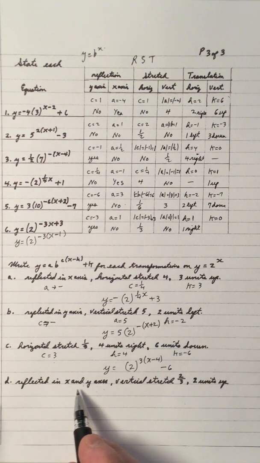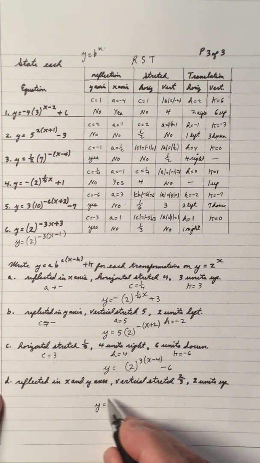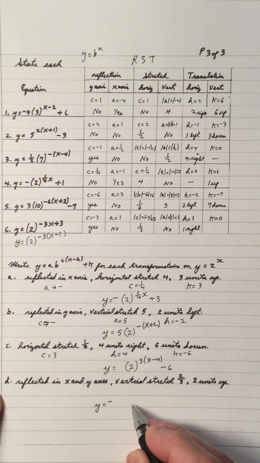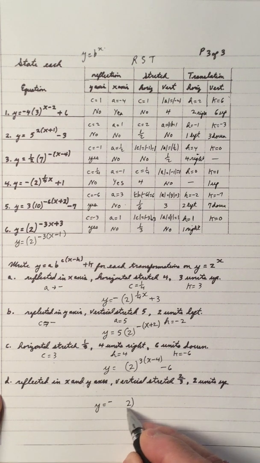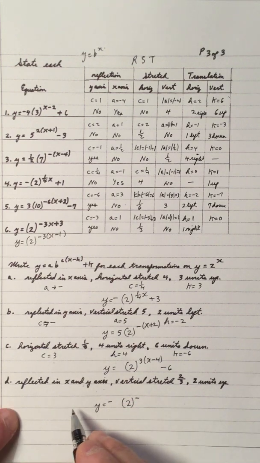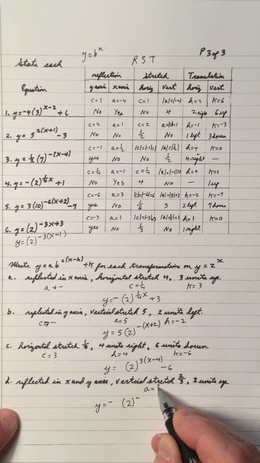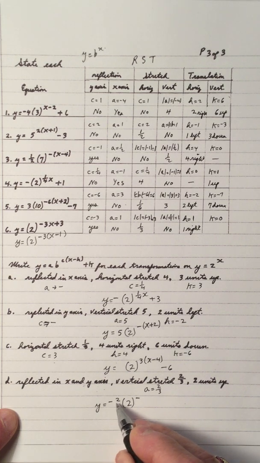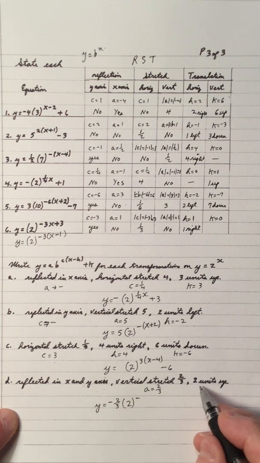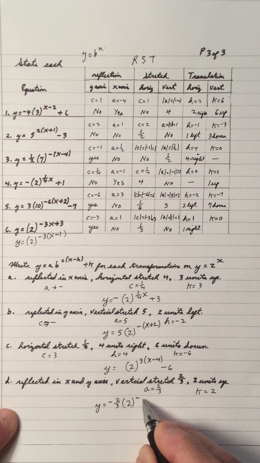And D, reflect in the x-axis and the y-axis. So let's see. Reflects in the x and the y. So the a is negative and the x is negative because both of them are reflected in both axes. We've got a vertical stretch of 2/3. The vertical stretch means it's affecting the a. So 2/3 is with the a. A is in front. And 2 units up, that's affecting the k. So up is plus, so that's a +2.